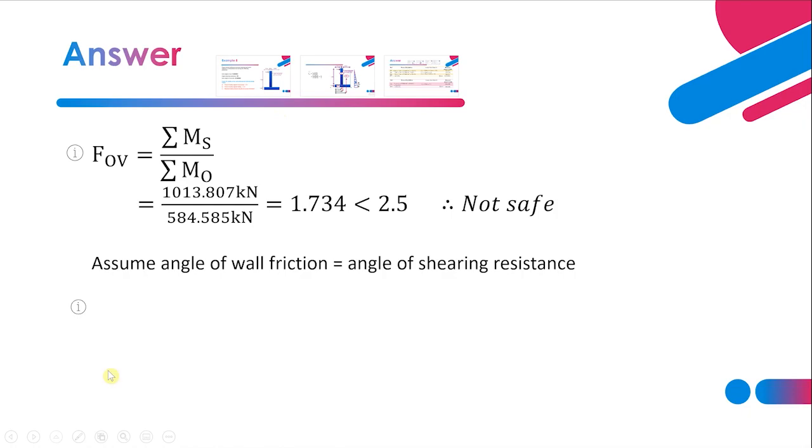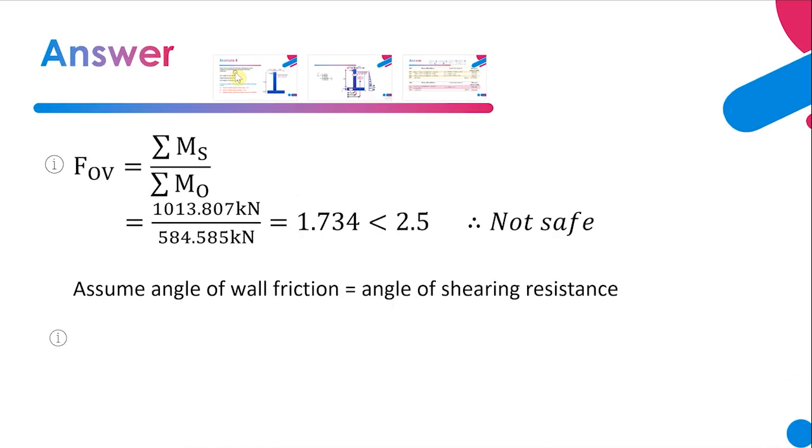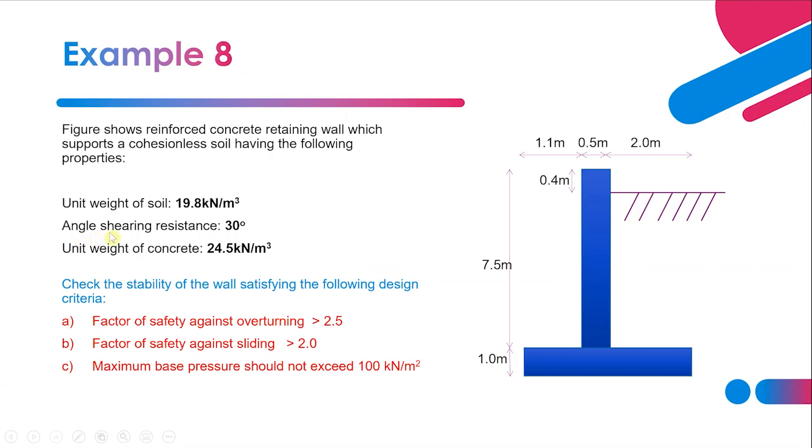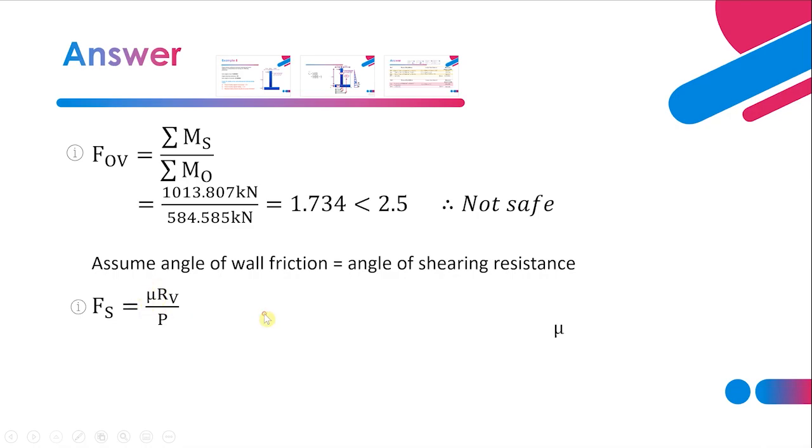For sliding, however, in this question they did not give the angle of wall friction. If you check the question again, they just give the angle of shearing resistance, 30 degrees, with no angle of wall friction. We assume the angle of wall friction is equal to the angle of shearing resistance. To calculate mu, you know that the formula is mu equals tangent delta. Since we assumed they are equal, tangent 30 degrees gives 0.577, right? So this is the value of mu.